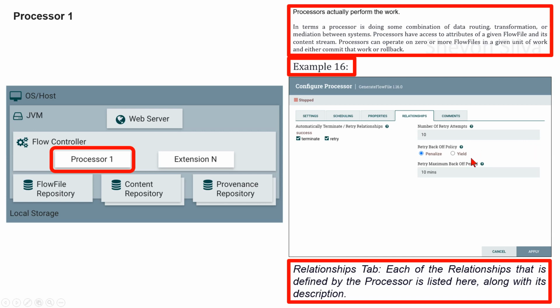Retry back-off policy. When a flow file is to be retried, the user can configure the back-off policy with two options. Penalize: retry attempts will occur in time, but the processor will continue to process other flow files. Yield: no other flow file processing will occur until all retry attempts have been made.